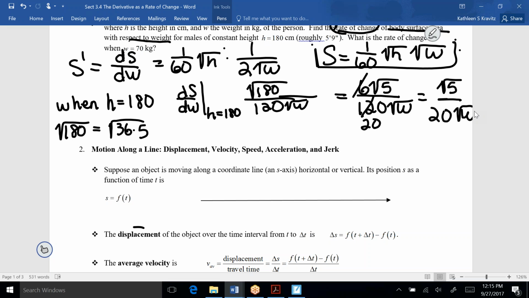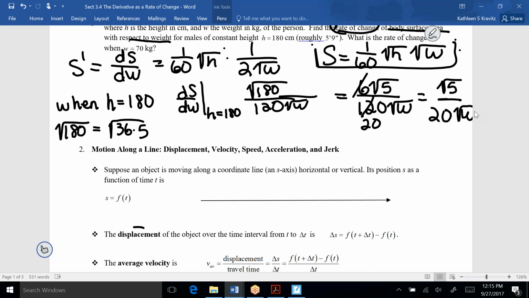All right, any question on that part? So that's the rate of change of the body surface area with respect to the weight for males of a constant height of 180 centimeters. So this is specifically 180 centimeters. A student asks: so wouldn't it be square root of 5 over 20 for when you plug it in? Does that make sense?